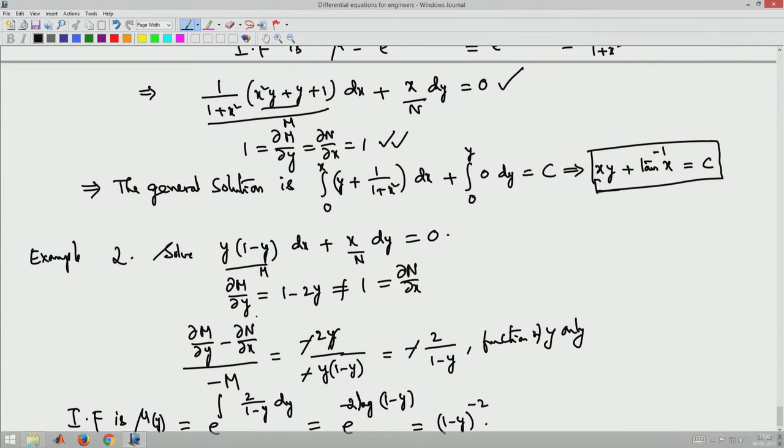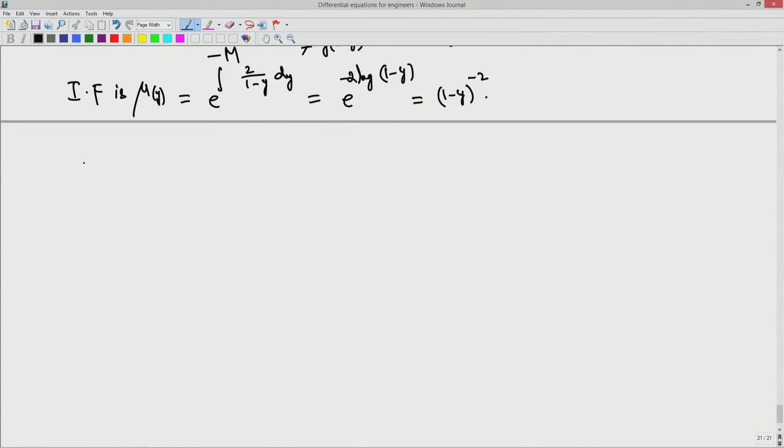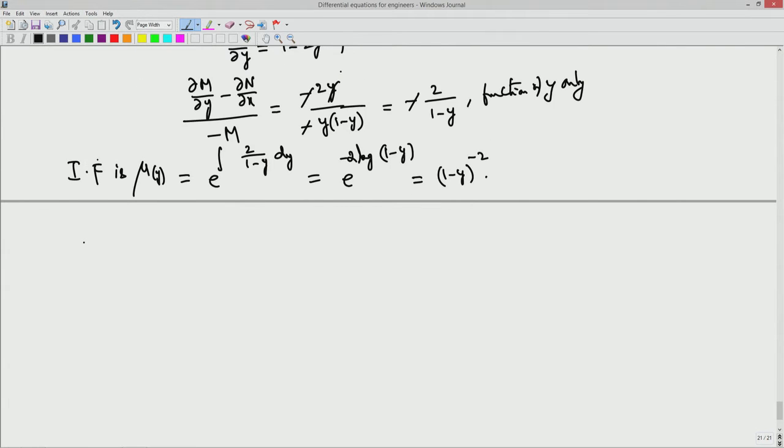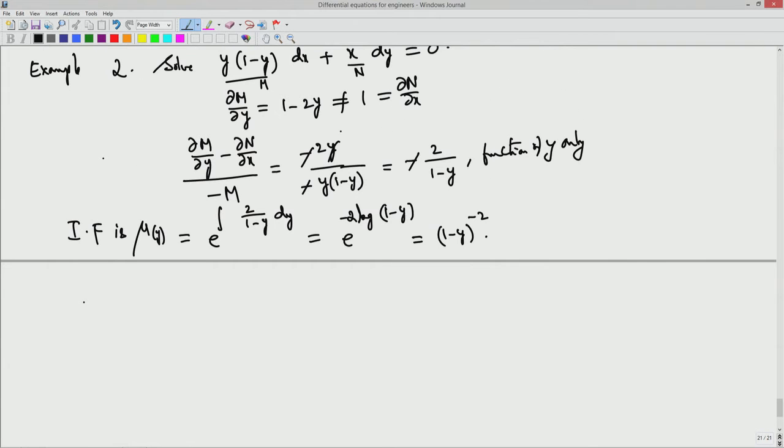Once you know the integrating factor, you multiply this integrating factor to the equation. So, what is your equation? y into 1 minus y, I multiply this with 1 by 1 minus y whole square, dx plus x divided by 1 minus y whole square dy equal to 0.